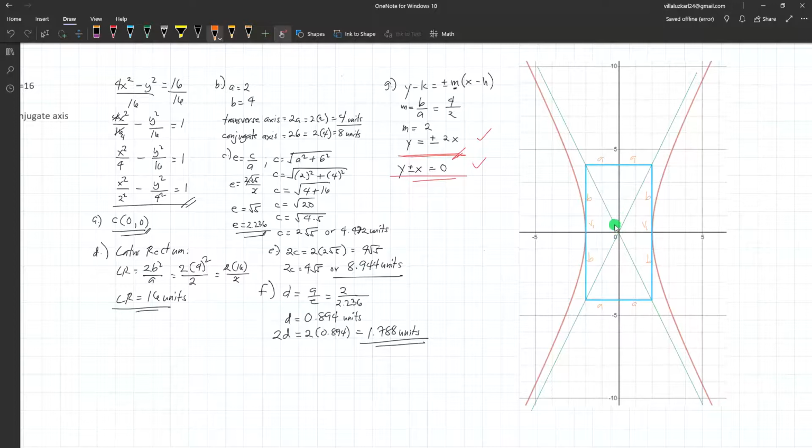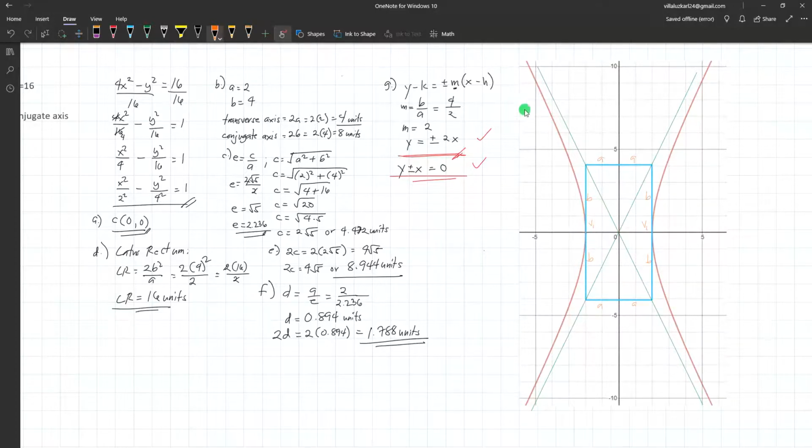Now draw the hyperbola. So from the vertex, you will draw a curve going in the direction of your asymptote, but it will never touch. Don't draw the curve of the hyperbola touching the asymptote. So same way here, draw a curve going in the direction of the asymptote from the vertex.